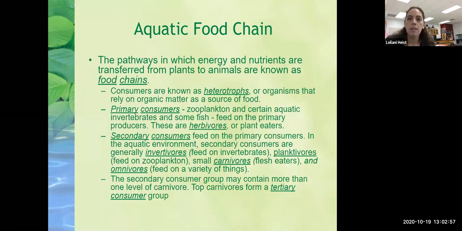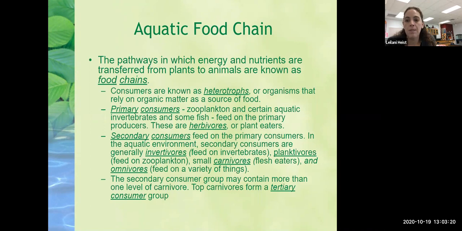So in a food chain, we use food chains. They're pathways from which energy and nutrients are transferred from plants to animals, and we diagram that in a food chain. So if our plants were our autotrophs, our animals or consumers are going to be called heterotrophs, and they're relying on organic matter as a source of food.